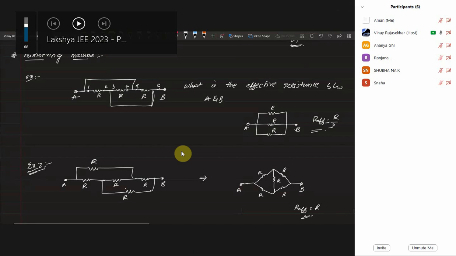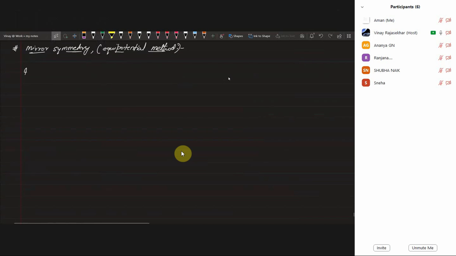So now I am going to explain the concept that is mirror symmetry. Please remember, mirror symmetry is also called the equipotential method, and it has one more name: pseudo connections, or false connections, anything you can call it. So what do pseudo connections or false connections mean?